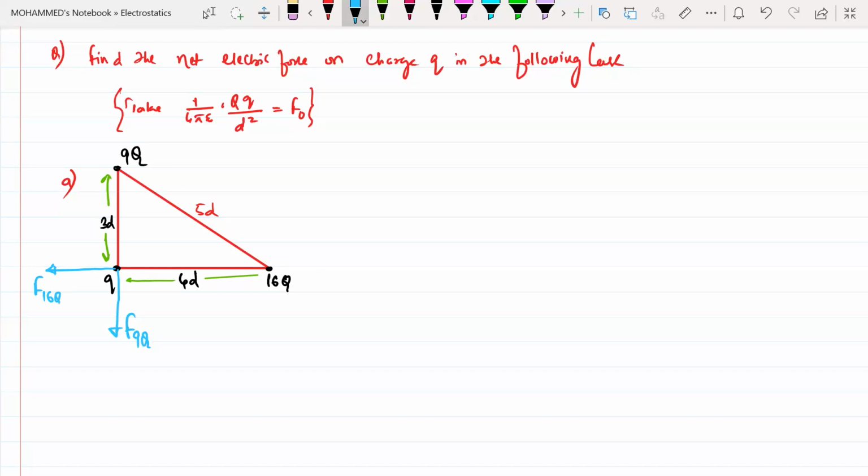Why? Because both of them are acting on it, right? Both of them are positive, but 16 is more than 9, so there is more force on your small q in this direction, that is, in the downward direction. Is that clear? Yes, sir.